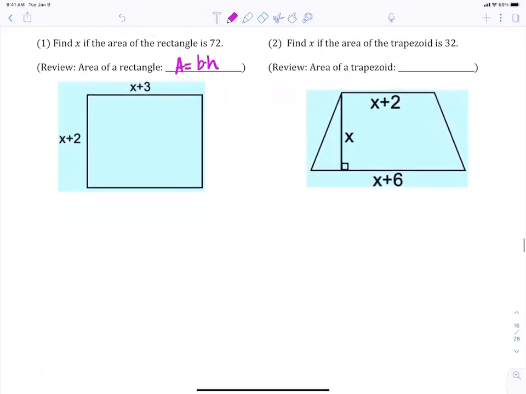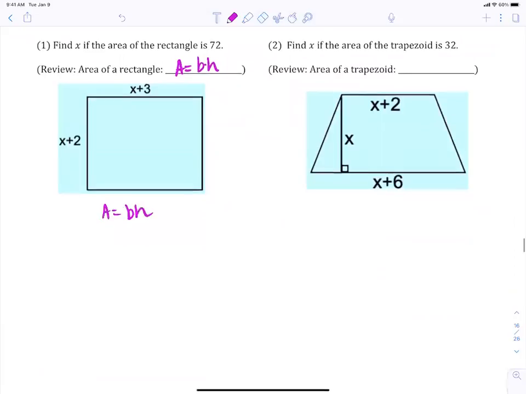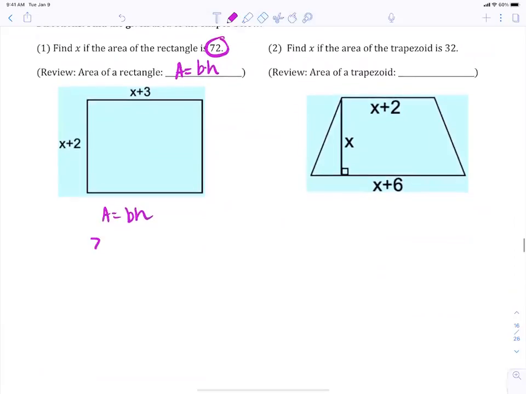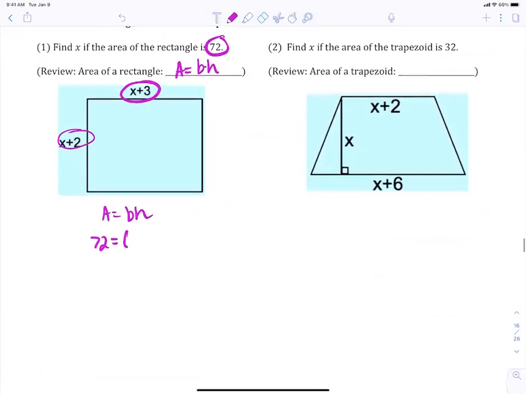And that's going to be our setup for how to write our equation. We know the area in this case is supposed to be 72, so that gets plugged in. We know the base, and honestly, it could be either one of those. Doesn't matter. Let's call this my base and this my height. And I'm going to plug in my different pieces. Plug in the base, plug in the height, and now we have to go through and solve.